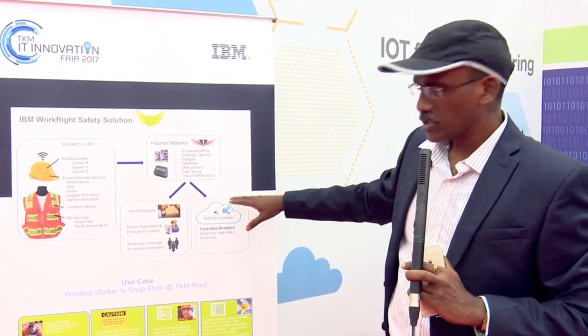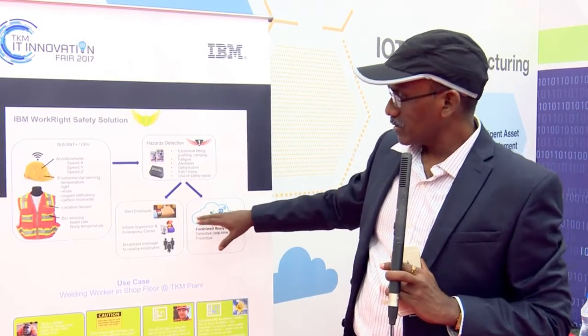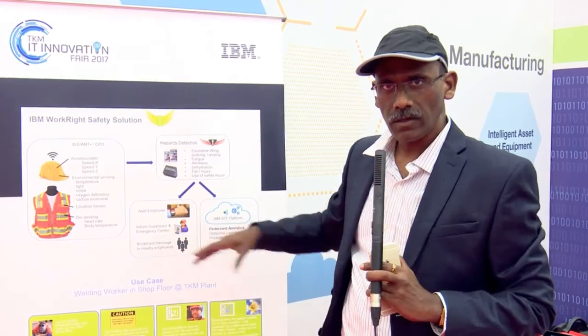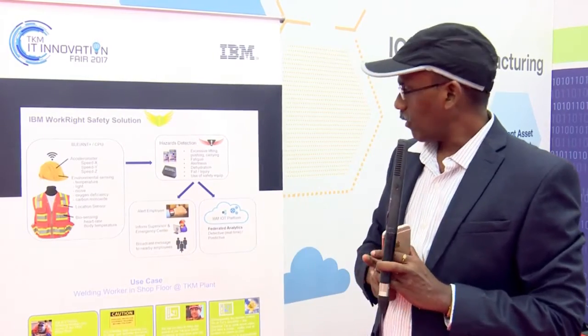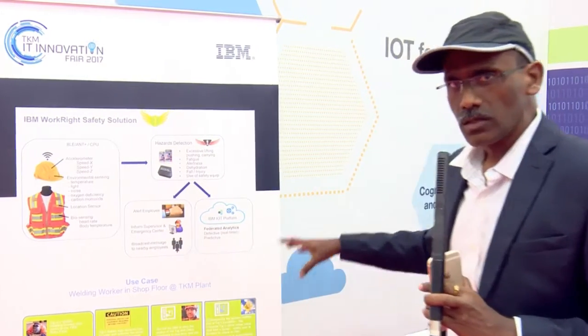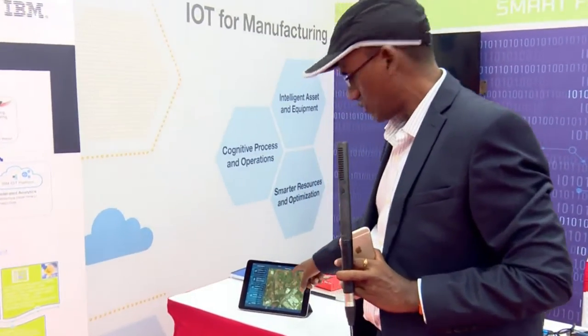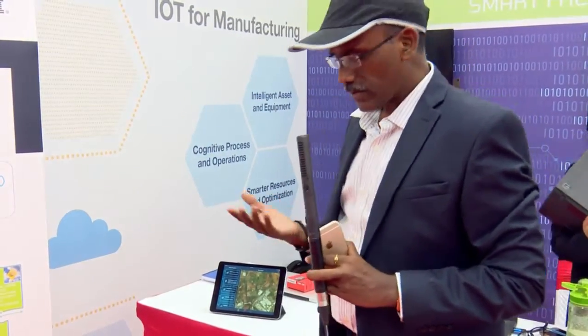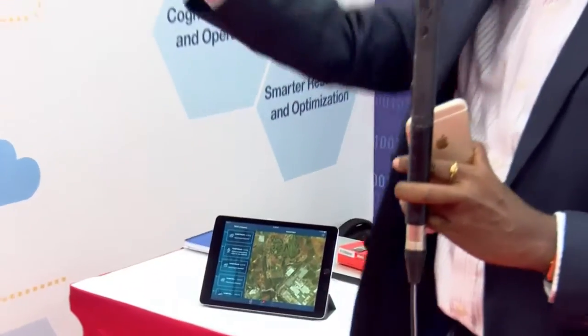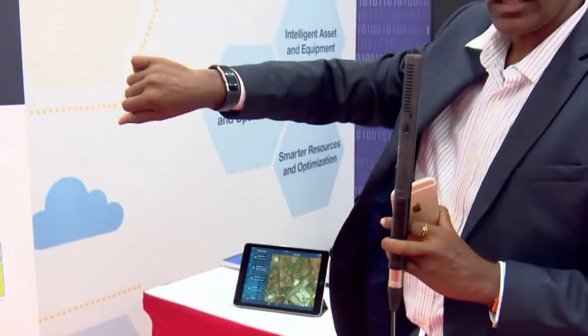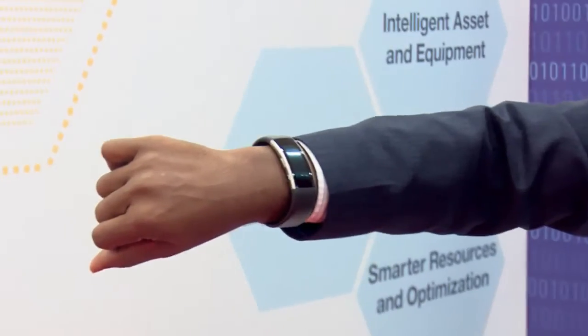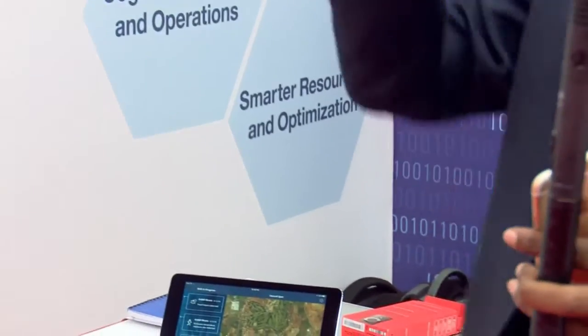The algorithm is written here, and based on that, the alerts go out to the worker himself through this app, or it could also go out to the supervisor, which is the supervisor dashboard out here, right? In this case, I am wearing a bunch of devices. I have a handband which gives the heart rate parameters, and then I have a hat which has a kind of sensor.